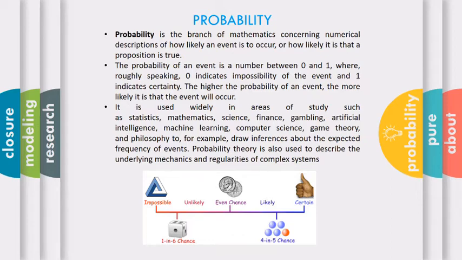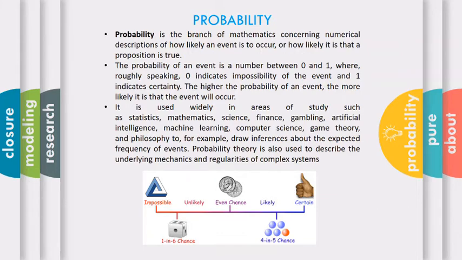Before this, in applied mathematics, in pure mathematics we have learned something, but the direct application is not very clear. Here you can see the direct application of some mathematical tools in our day-to-day life. So this is probability, and in the picture you can see impossible, unlikely, even chances, likely, certain. All those things come under probability.